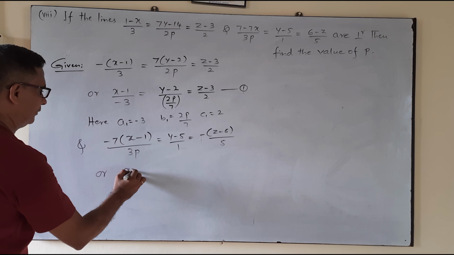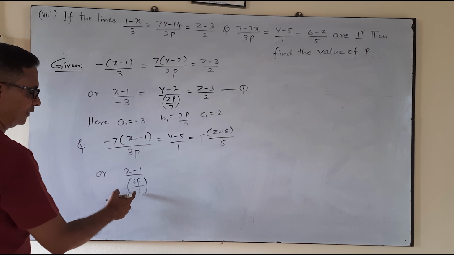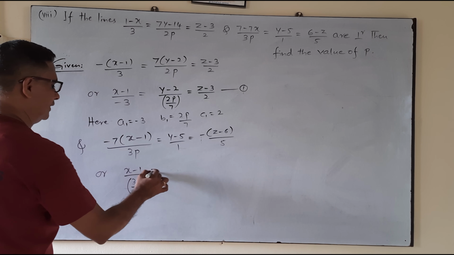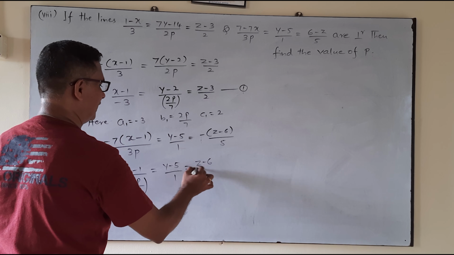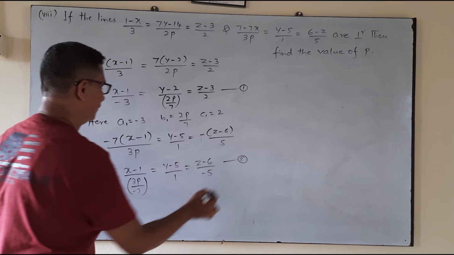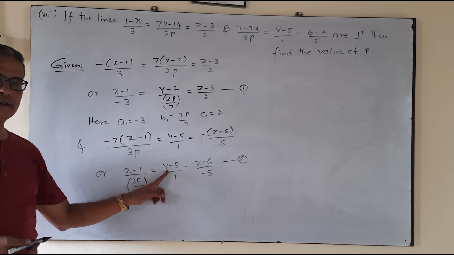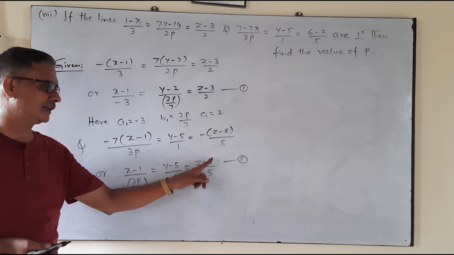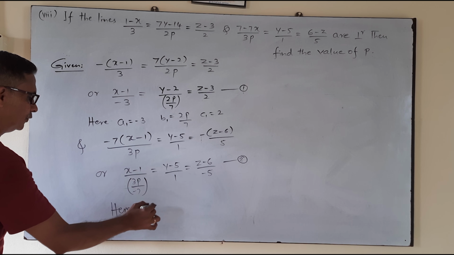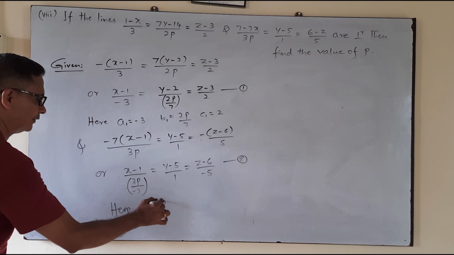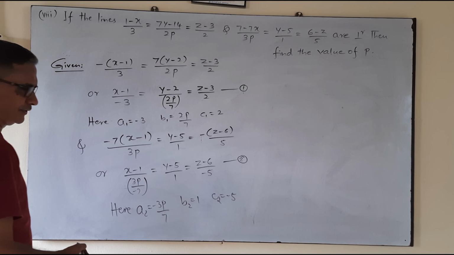Now eliminate minus 7. What can you do? Divide by minus 7: x minus 1 by 3p by minus 7. If you take multiplication, that minus 7 goes to the numerator, is equal to y minus 5 by 1 is equal to z minus 6 by minus 5. Now clearly it is in the form x minus x2 by a2 is equal to y minus y2 by b2 is equal to z minus z2 by c2. Here a2 value is minus 3p by 7, b2 value is 1, c2 value is minus 5.